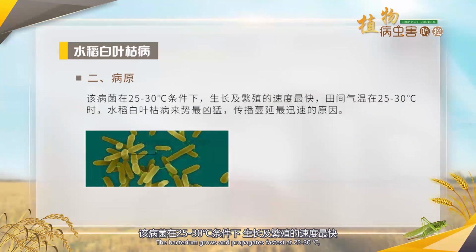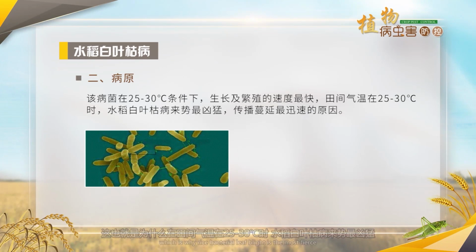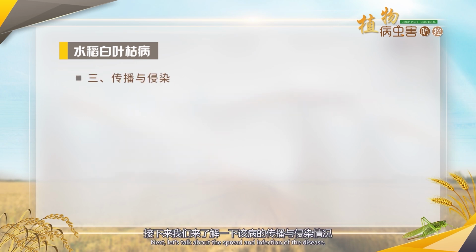The bacterium grows and propagates fastest at 25 to 30 degrees Celsius, which is why rice bacterial leaf blight is the most fierce and spreads fastest when the field temperature is 25 to 30 degrees Celsius. Next, let's talk about the spread and infection of the disease.